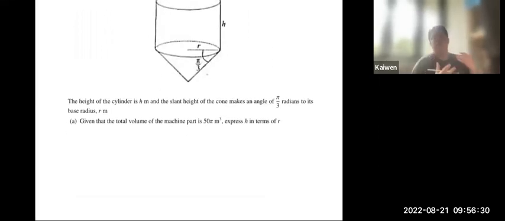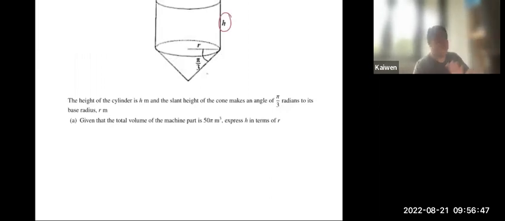I'm going to share some of the more common mistakes that I saw during my mock exam. One of them is that a lot of students memorize the cone formula as 1/3 pi r squared h. And we see that in this question here, there's an h as well, which is the cylinder.